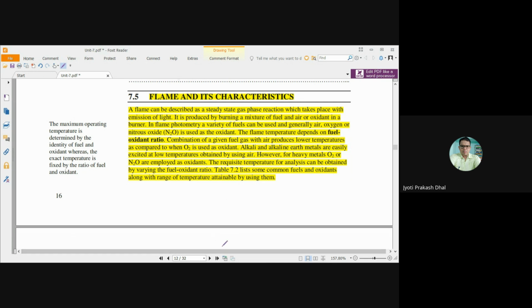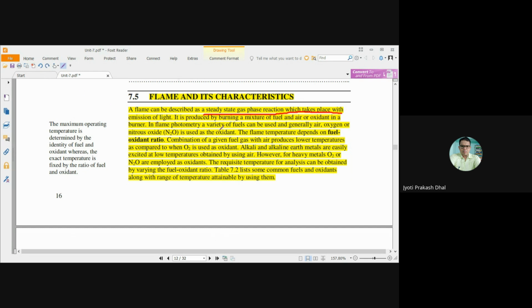Flame and its characteristics. A flame can be described as a steady state gas phase reaction which takes place with emission of light. It is produced by burning a mixture of a fuel with air or with any other type of oxidant in a burner.